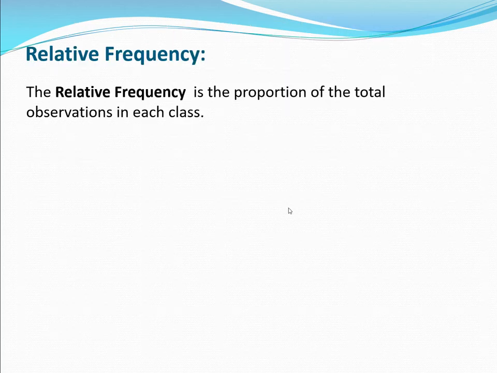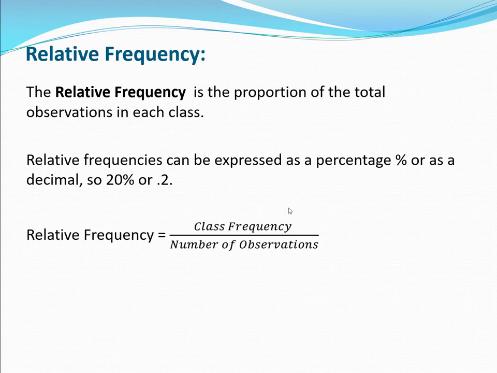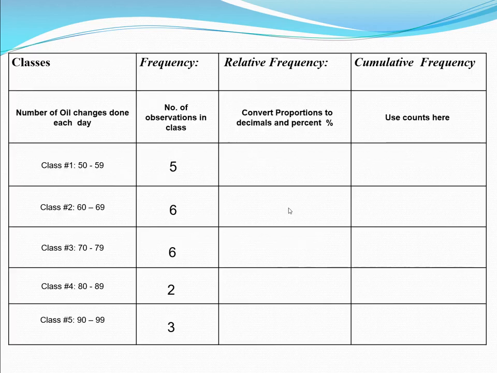Relative frequency. Relative frequency is just the proportion of the total observations in each class. What percentage of the observations fall in the class? It can be expressed as a percentage or as a decimal. And it's going to be the class frequency divided by the total number of observations. So in class 1 we had 5 observations, and we have 22 days in total. So 23% of oil changes fell between 50 and 59 over those 22 days.